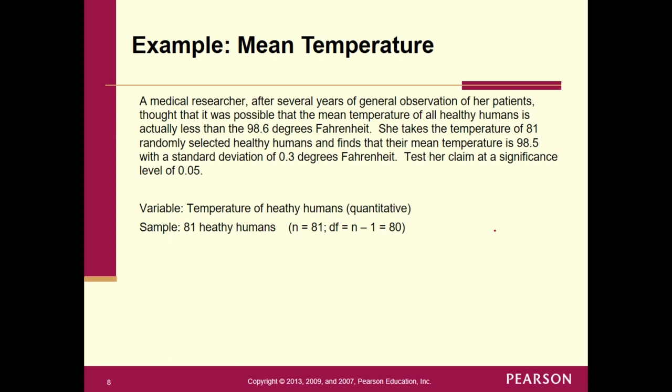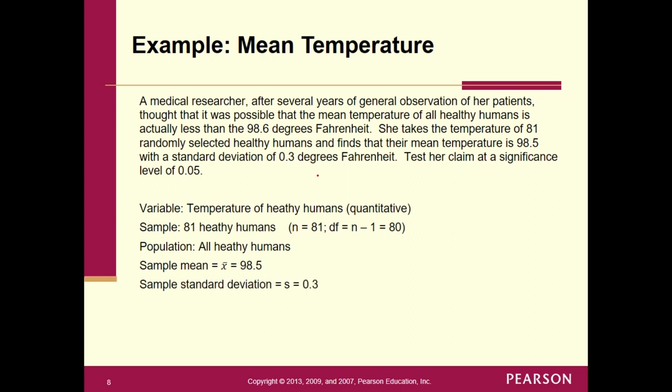So that means our degrees of freedom is 80. That means our population is all healthy humans. If we looked at 81 healthy humans, that means our population is all healthy humans. Our sample mean turned out to be 98.5, so she takes the temperature of 81 and finds that mean temperature is 98.5 and the standard deviation is 0.3, which takes us into the next one. What's that? That is the sample standard deviation s. Okay, so sample standard deviation is 0.3. And the significance level here, alpha, is set to 0.05 or 5%.